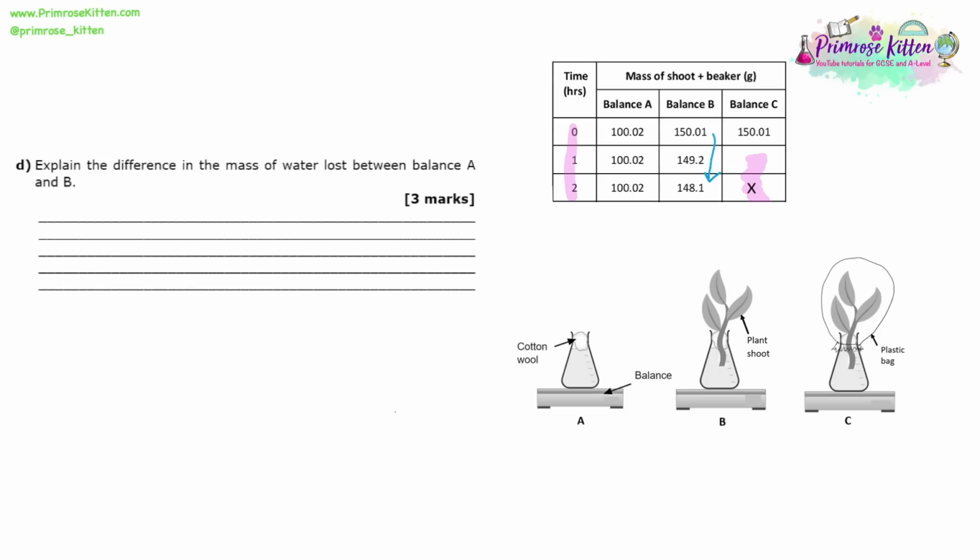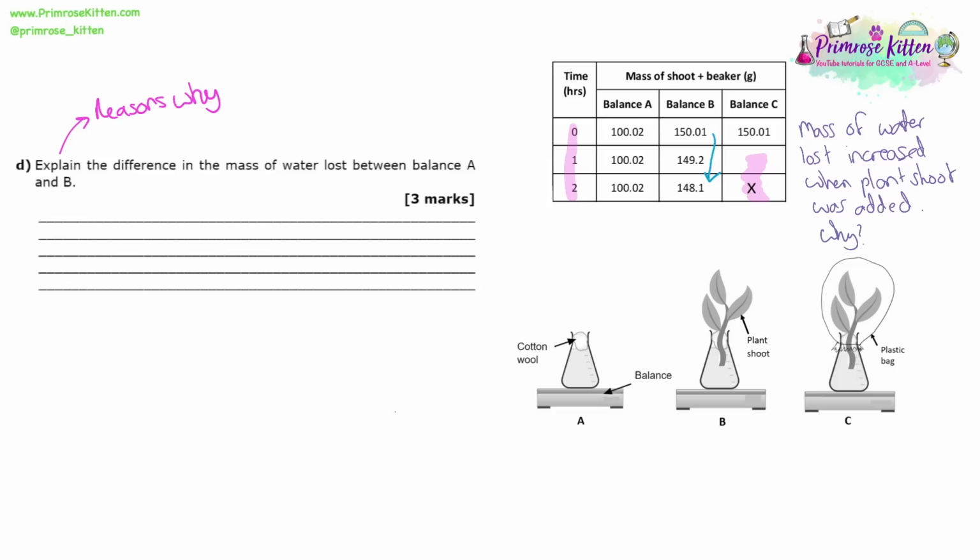So explain always means the same thing. We need reasons why. So we need reasons to explain why balance B lost mass, but balance A did not change or lose mass. So the mass of water lost increased, or the fact that water was lost, when a plant shoot was added, because clearly it's the water that we're losing. This question is about water, and we should hopefully know that there is a way that the water can be going up through the plant and leaving the shoot, and that method is transpiration.